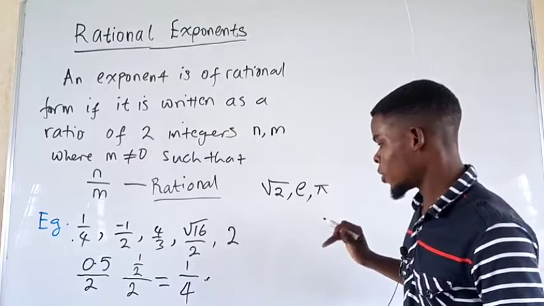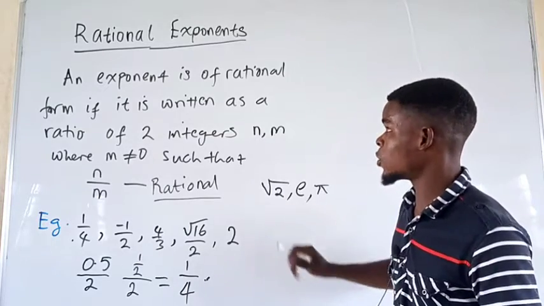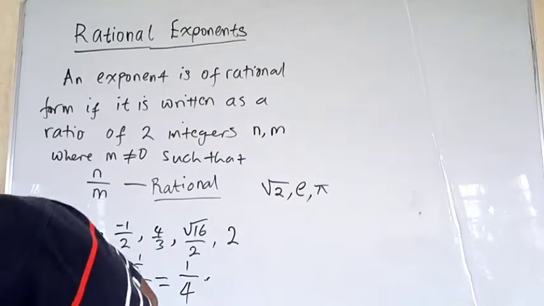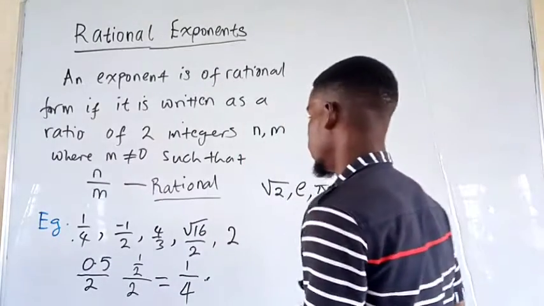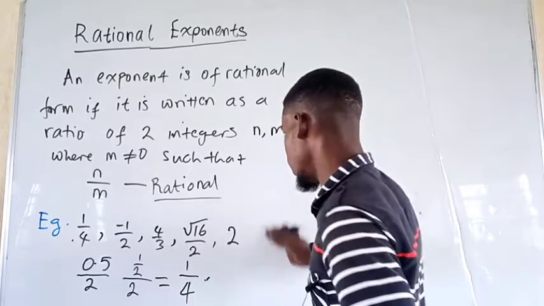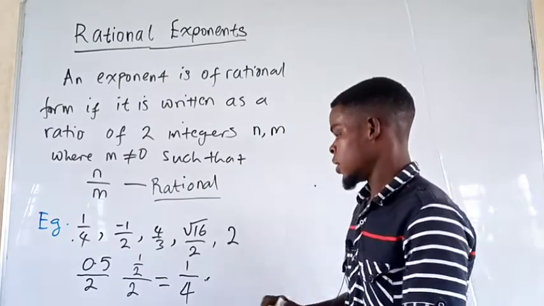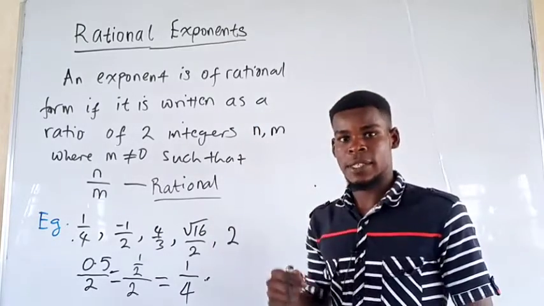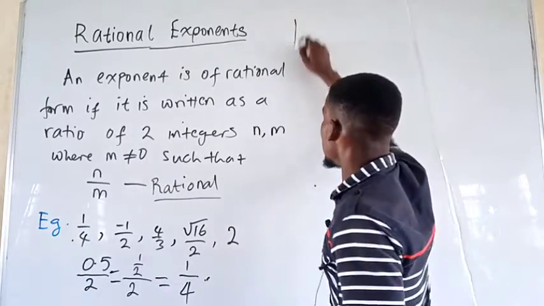But that's not really our concern for now. We are really talking about rational numbers anyway. So these are the examples of rational numbers. Okay, great. Now, when we have rational exponents, now this is it.